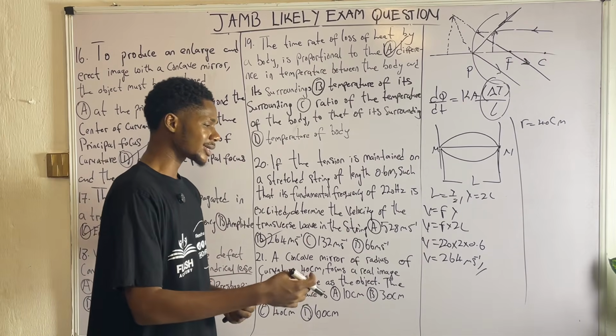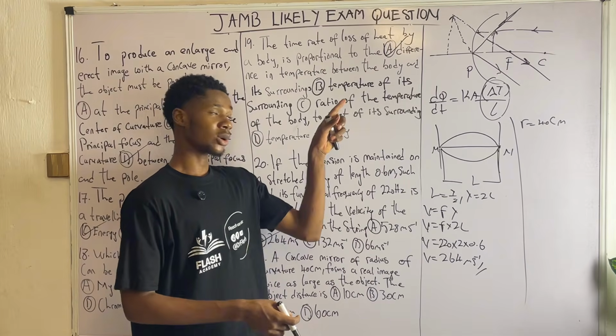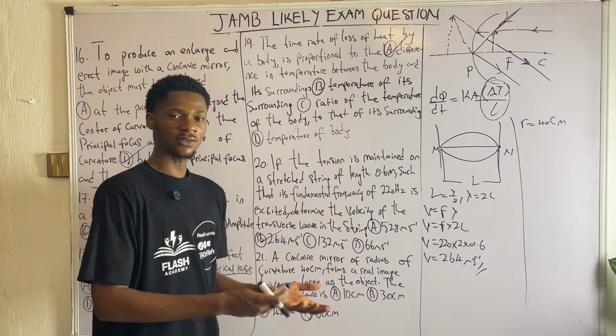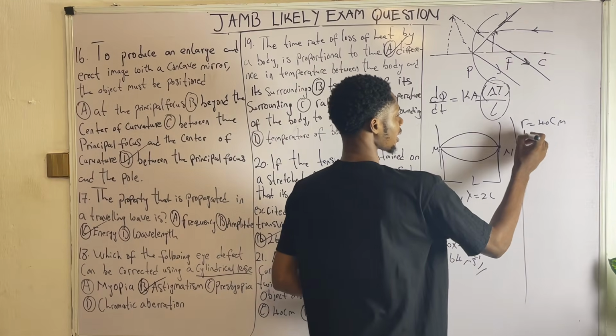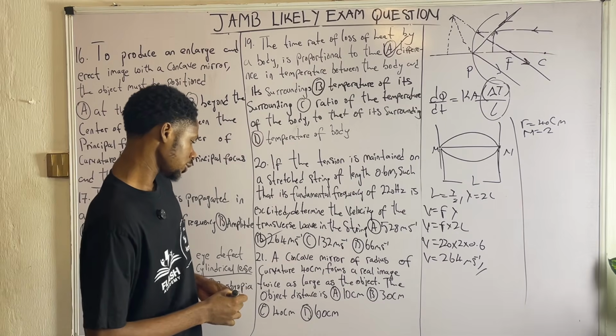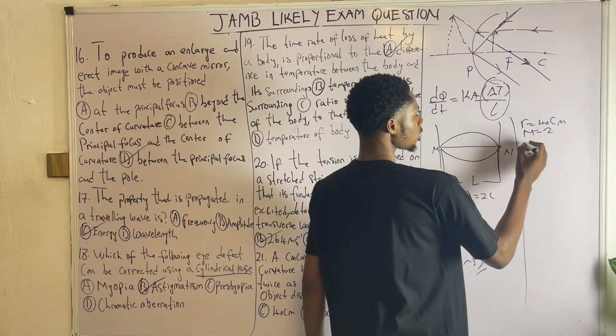Twice as large simply means the image is magnified. It is bigger than the object, just like the one we did there. And twice as large means magnification is equal to 2. He wants us to calculate the object distance.